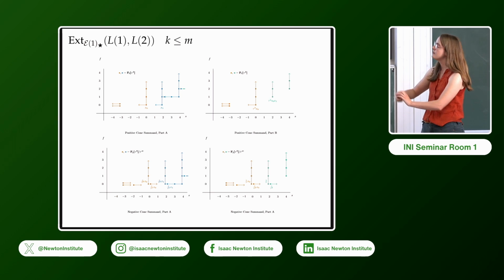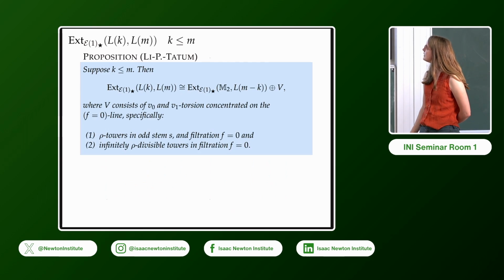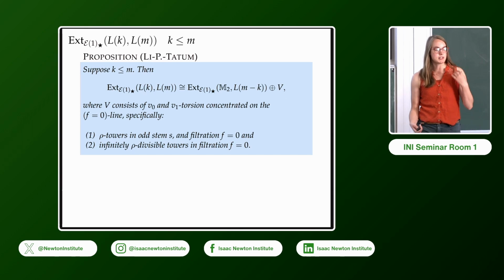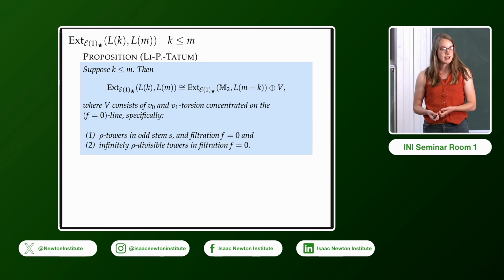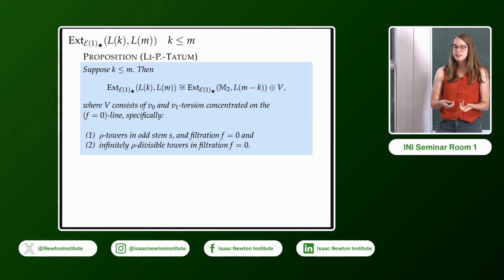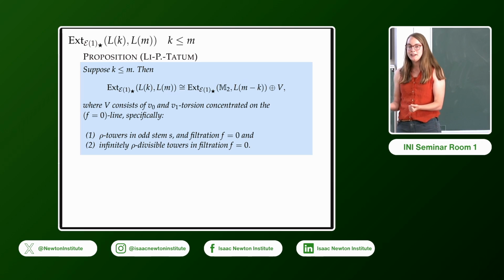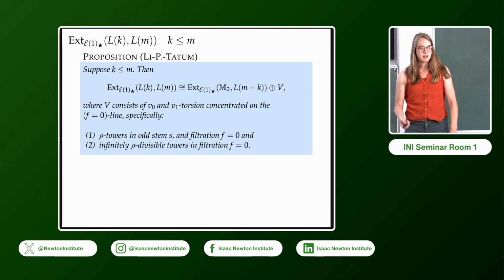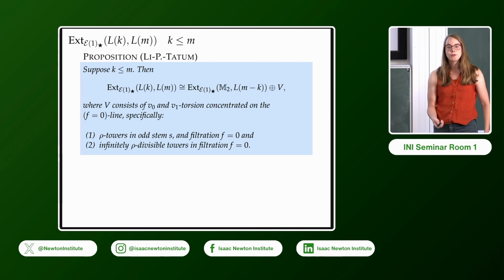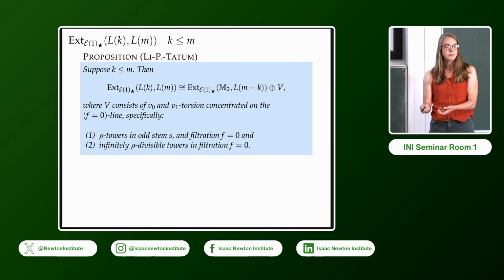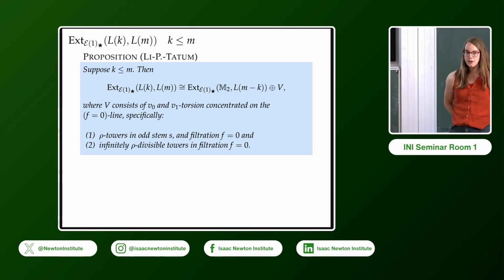And we also have some divisible by row towers going to the right, but these are all in filtration 0. And this is indeed what happens in general. So for any k that's less than or equal to m, the x group is isomorphic to an x group with m2 and L of m minus k, direct sum some V0 and V1 torsion, which consists specifically of row towers starting in odd stem, in filtration 0, and infinitely divisible row towers in filtration 0 as well.